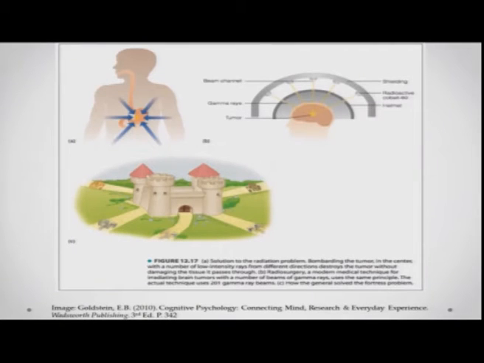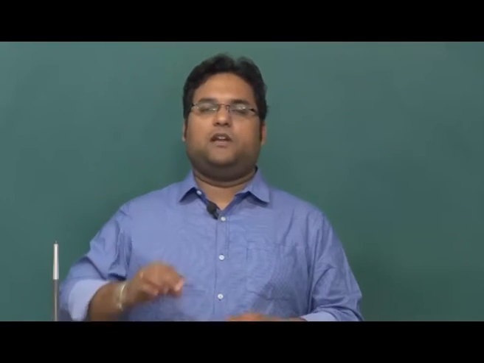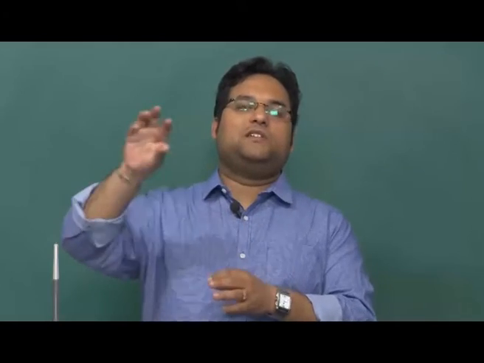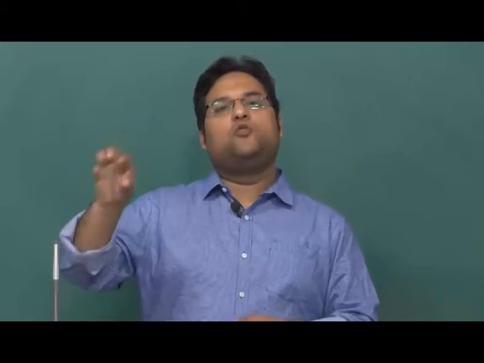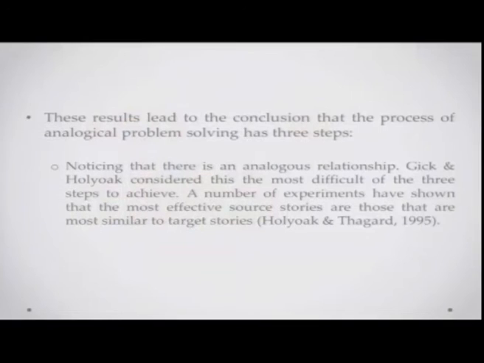So, what is happening here? The solution of the radiation problem is that you have to push these rays from different directions at smaller intensities, but all of them are reaching the tumor at the same time, and then they will be able to destroy the tumor, much as different armies reaching the fortress at the same time could help capture the fortress.